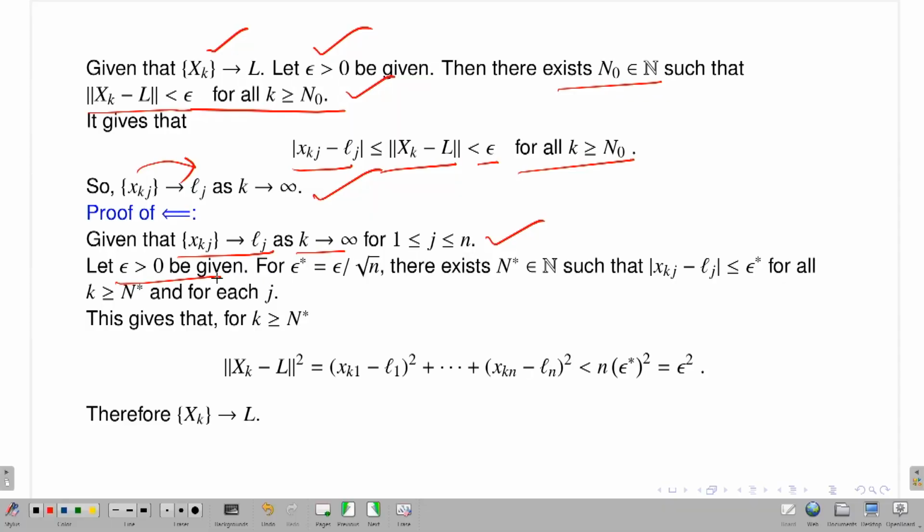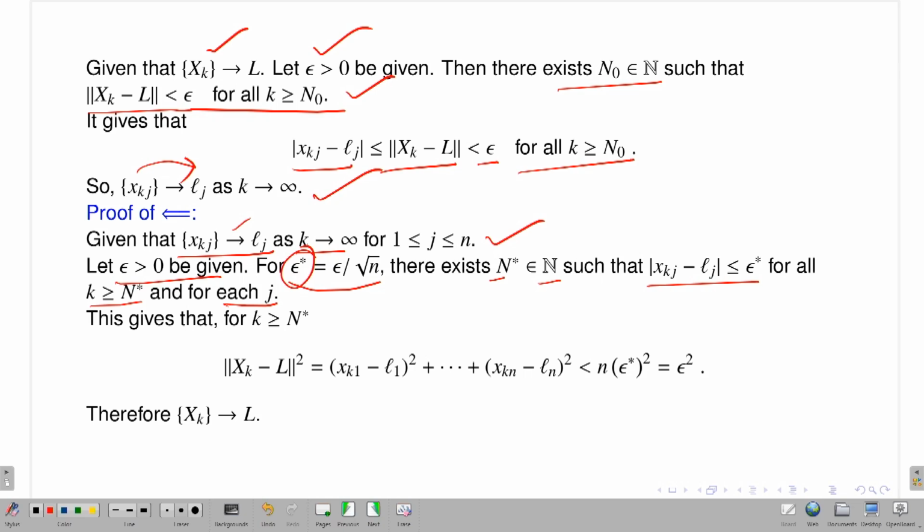Okay. Let us see. So, start with an epsilon which is positive. Now, this is nothing but the adjustment. So, I am writing an epsilon star, which is epsilon by square root of n. We will see later that with this, some adjustment is needed. So, given that epsilon star, since this is convergent, I can have the existence of n star in N such that this is less or equal to epsilon star, and this should be true for each j and k greater or equal to n star.